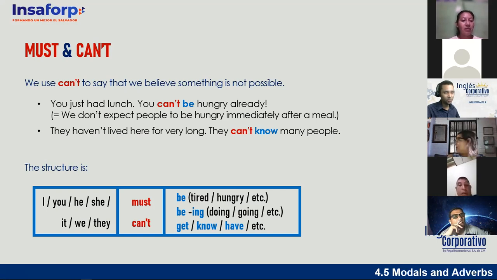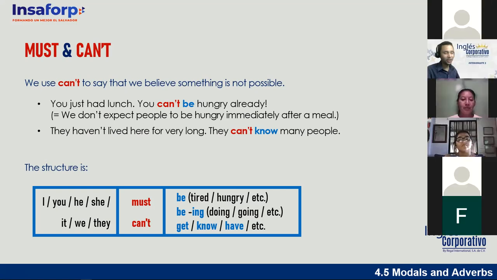Let's see. Francisco, I believe, was number two. Thank you. Okay. They haven't lived here for very long. They can't know many people. Mm-hmm. No han vivido aquí mucho tiempo. No pueden conocer mucha gente. Okay, they are the new neighbors. So they haven't lived here for very long. They can't know many people.